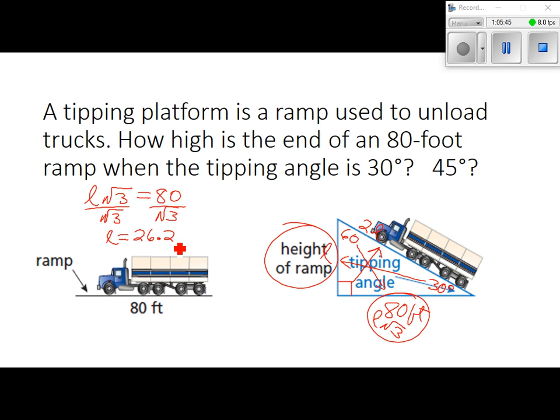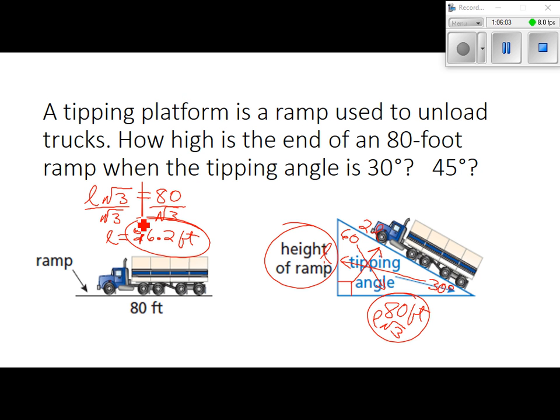46.2. This side's just L, so that's all we want. So it's 46.2 what? Feet.